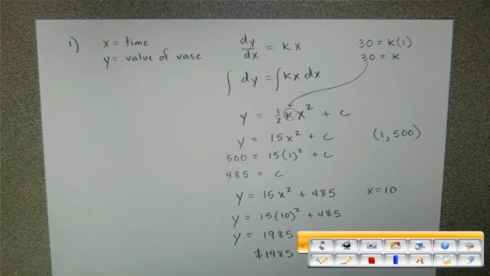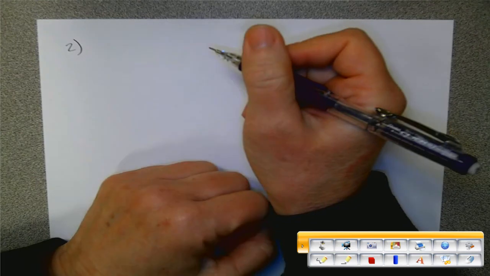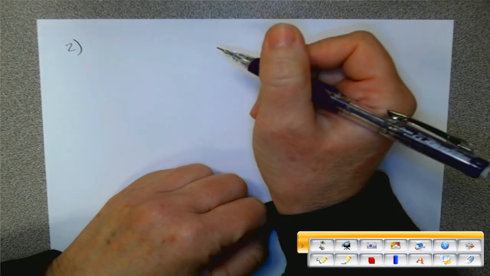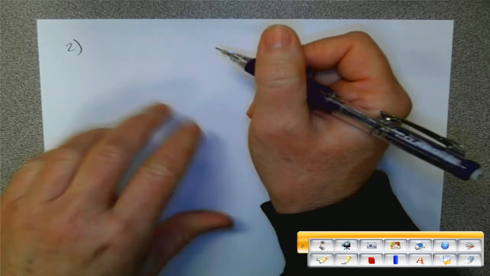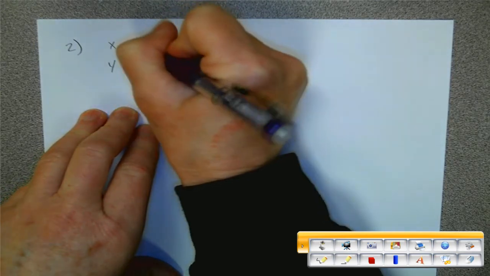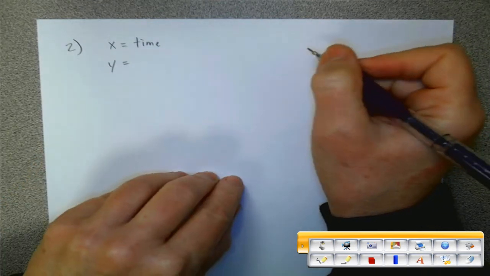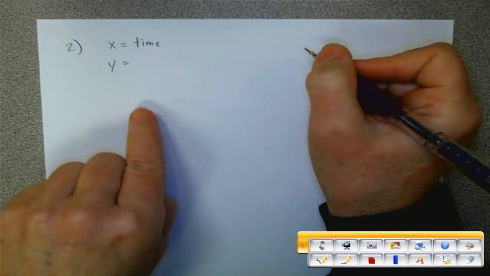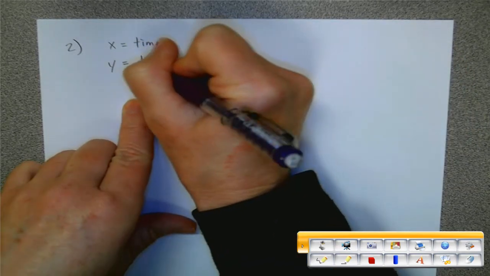The next problem is a little bit different. The next problem is tricky in a different way. So problem number 2. The distance in meters of a falling object from the top of a tower increases at a rate proportional to time. Okay, so I'm going to have my x and my y. My x is going to be time again. That often happens. And I'm talking about distance of my falling object. So y is going to be distance.